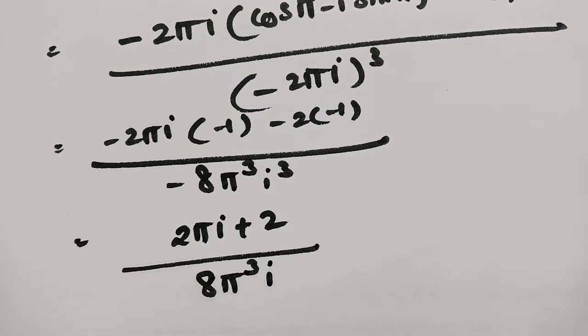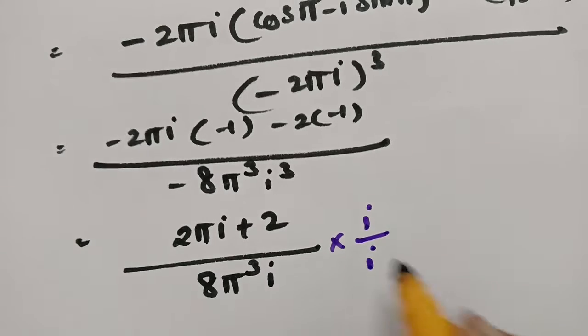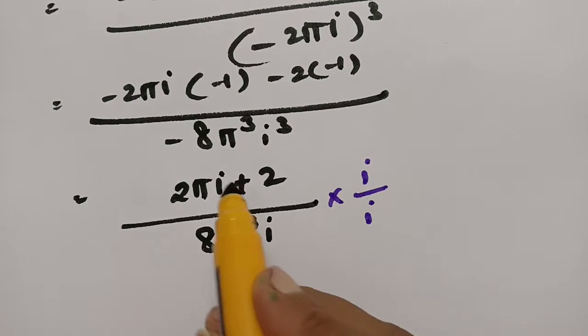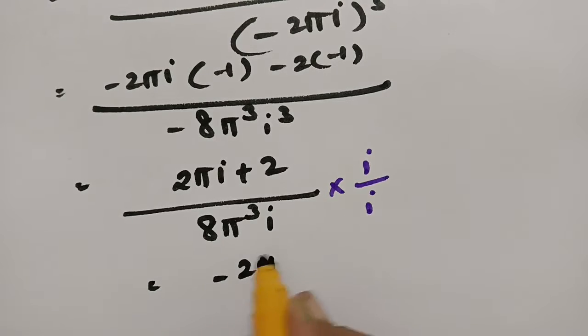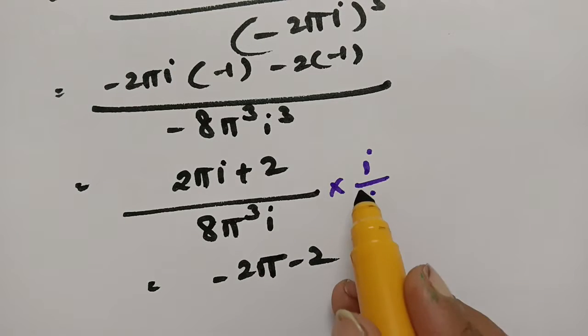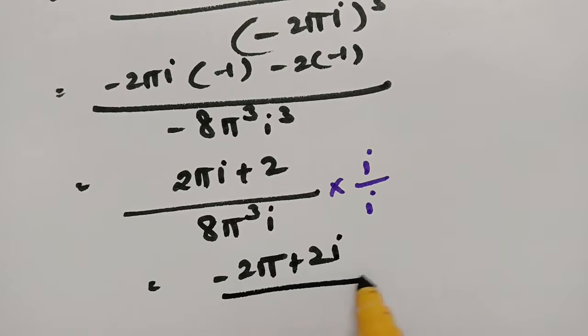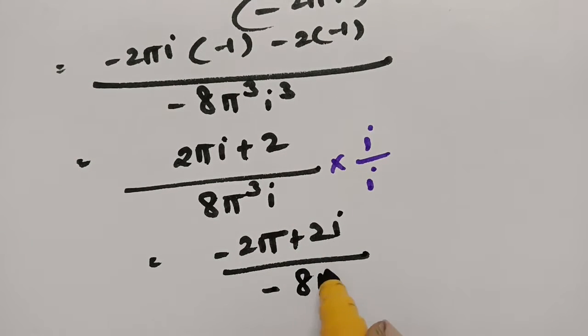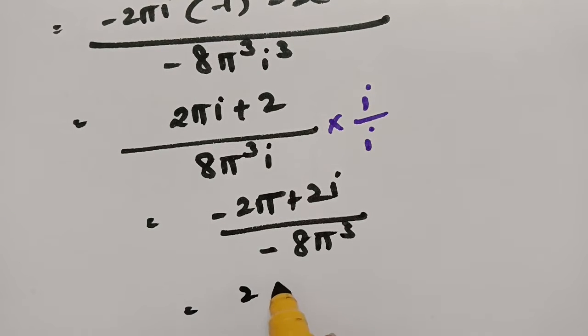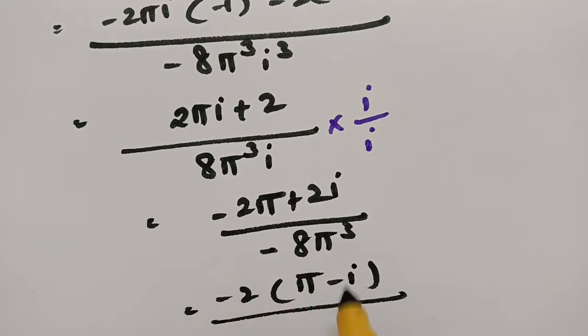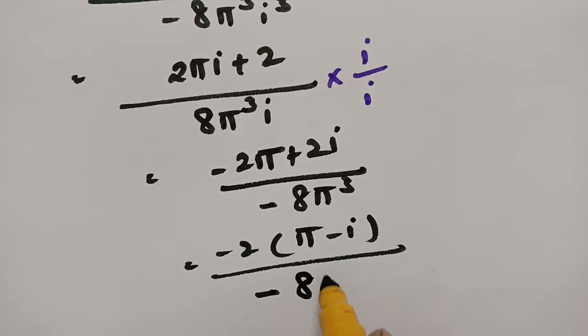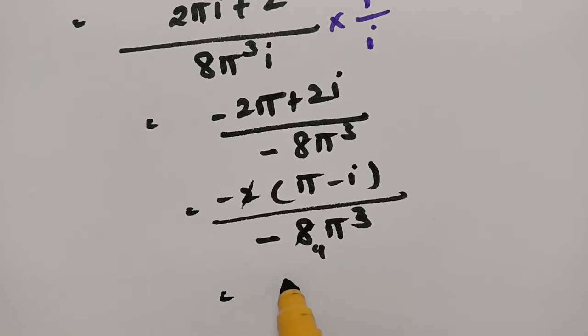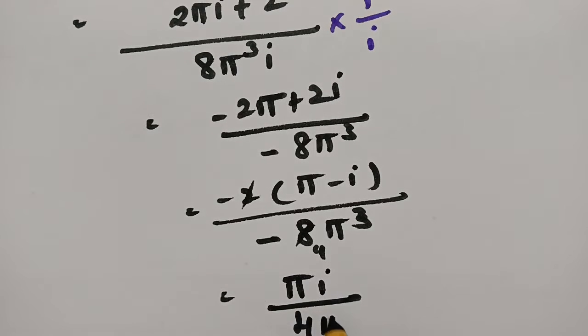So again if I multiply with I in the numerator as well as in the denominator, and see here I square value is equal to minus 1. This is minus 2 pi, and if I multiply, this is plus 2I by I square value is minus, 8 pi cube. And if I take minus 2 common, this will be pi minus I. See here minus 2 pi and plus 2I, here 8 pi cube. So if I cancel 4 times, minus also got cancelled. So this will be (pi minus I) by 4 pi cube.